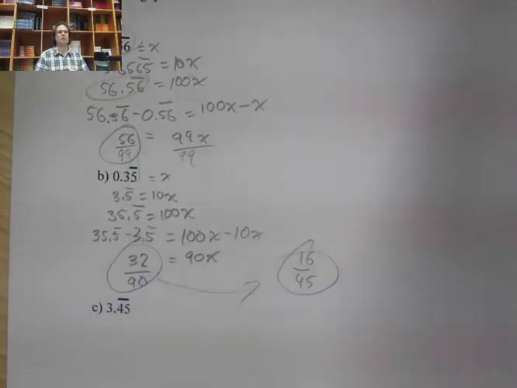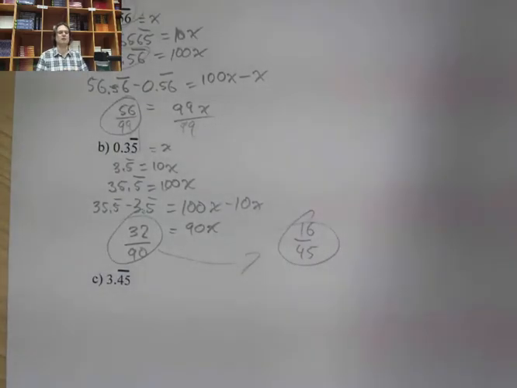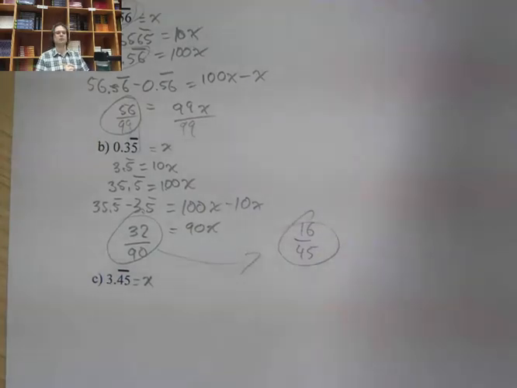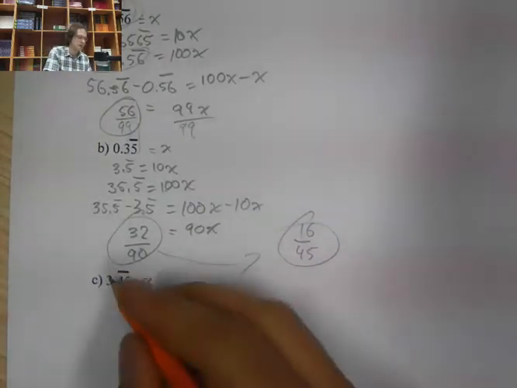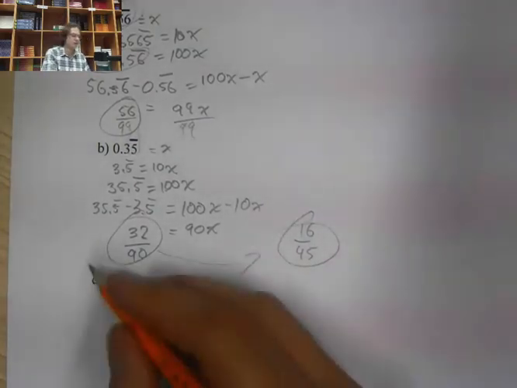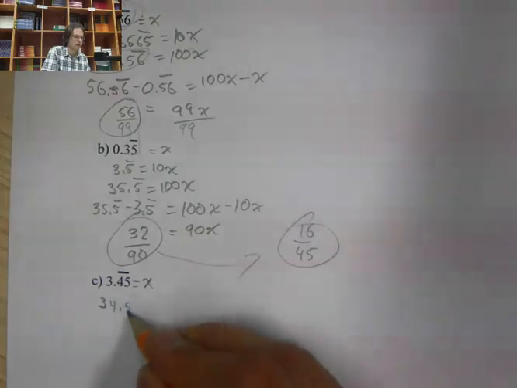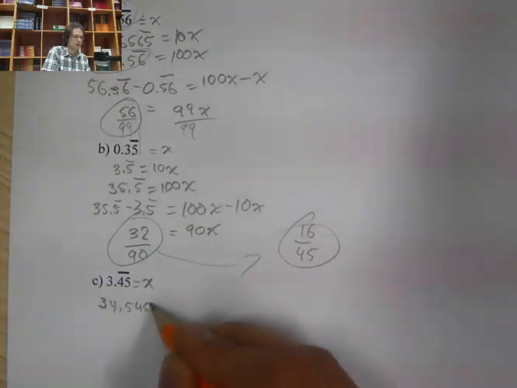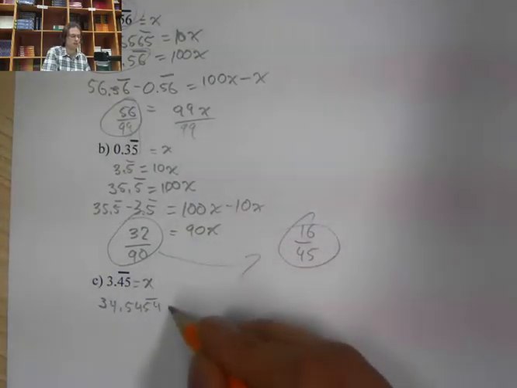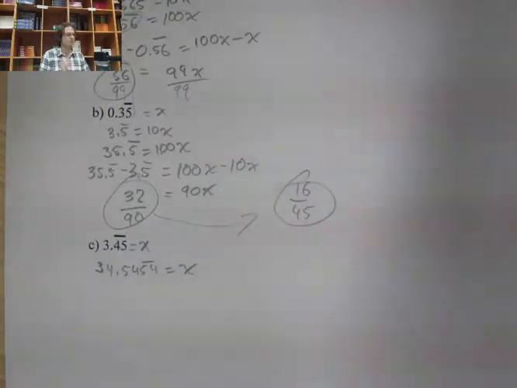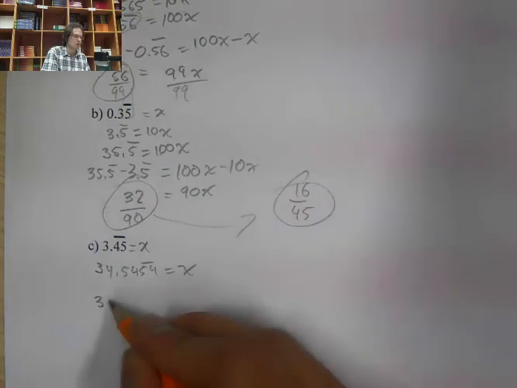Let's try the next one. We have 3.45 repeating. So that 4, 5 is repeating, so I'm going to let this equal to x. All right? Now, what am I going to do? Multiply both sides by 10. We want to get the repeating decimal over. So I have 34.54 and then it's going to be 5, 4 repeating, which is equal to 10x. Now 5, 4 is not the same as 4, 5, is it? No, it's not. So let's try one more.